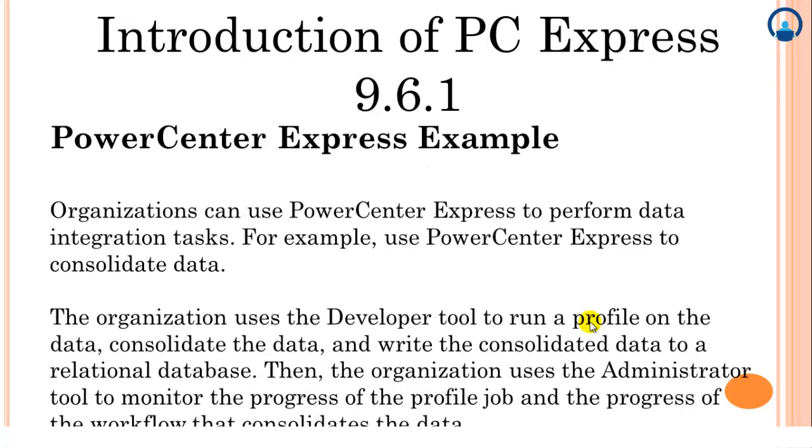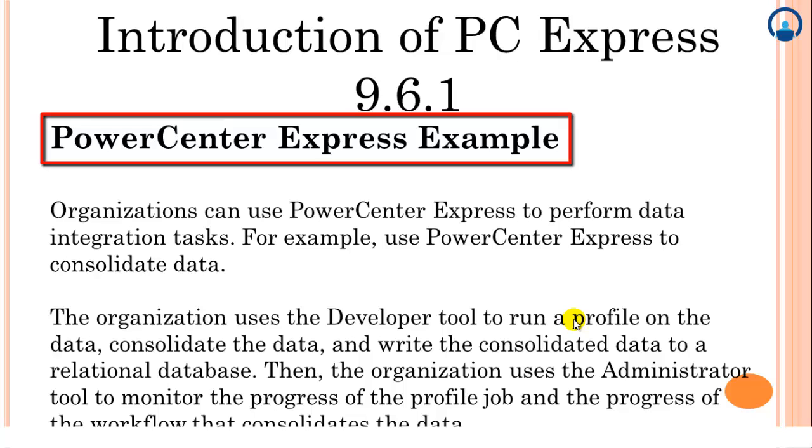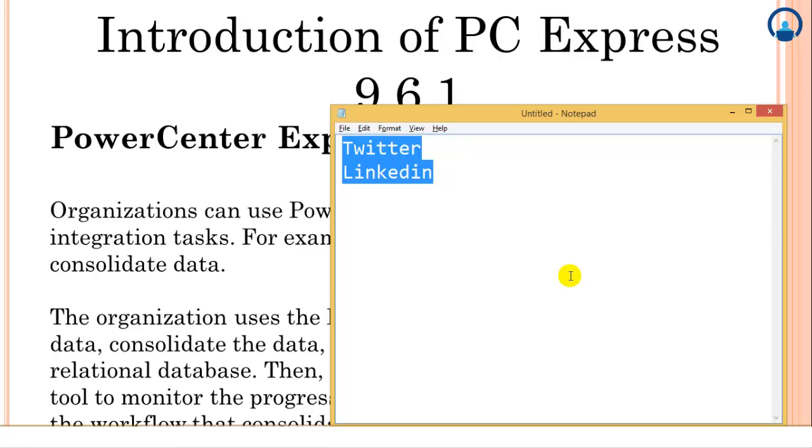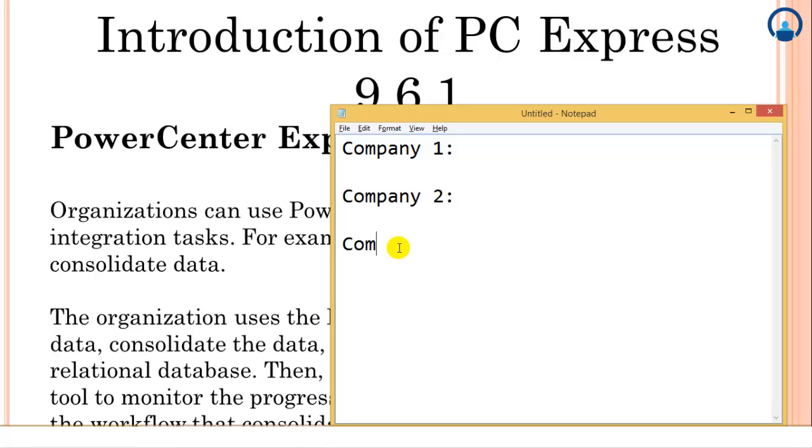So, an example of Power Center Express 9.6.1. Suppose we have company 1, and we have another company 2. Now the company 1 acquires the company 2. So we have to merge the data of both companies. So in the final we want company 1 plus company 2. This is my required data which I want.